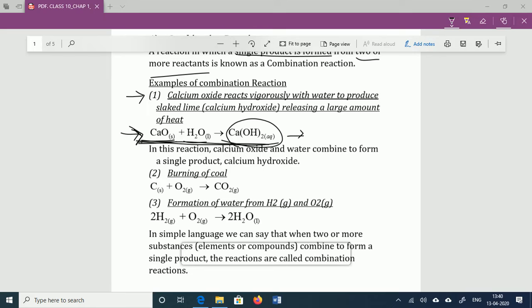Now the second example is the burning of coal. Simple, carbon black is there. When the carbon black burns in the presence of oxygen, it will produce carbon dioxide. So here also two components react with each other and make a single product, so it is also an example of a combination reaction.